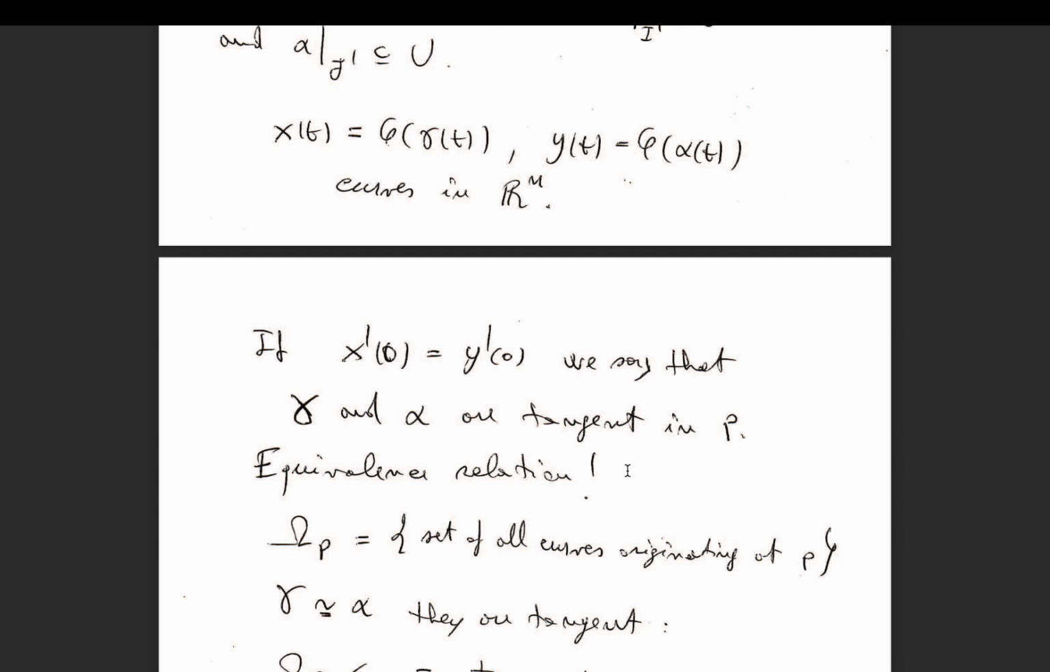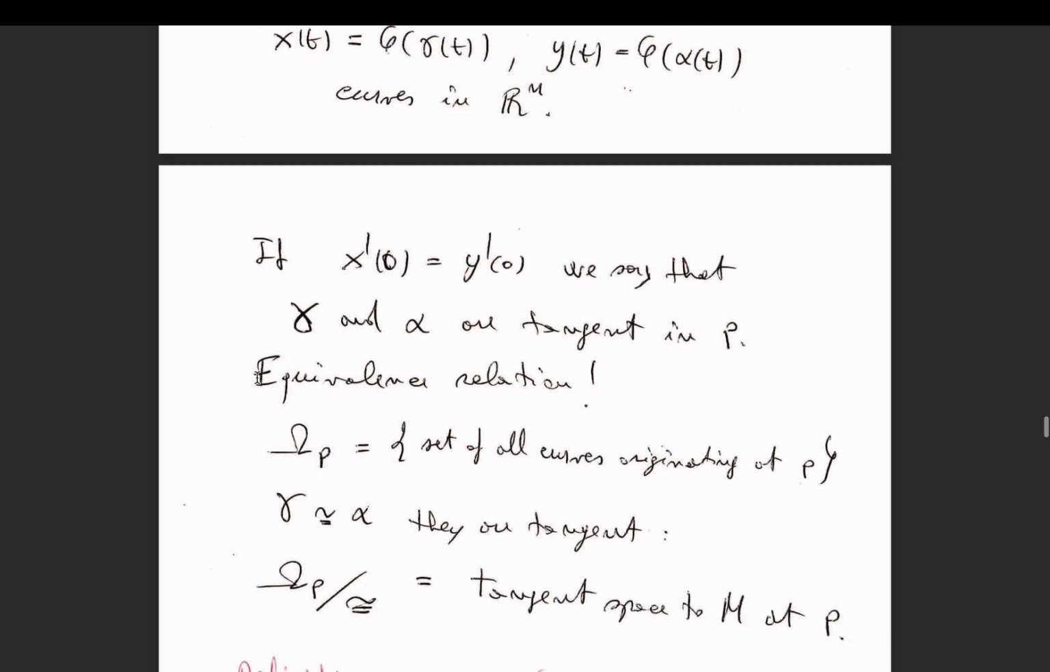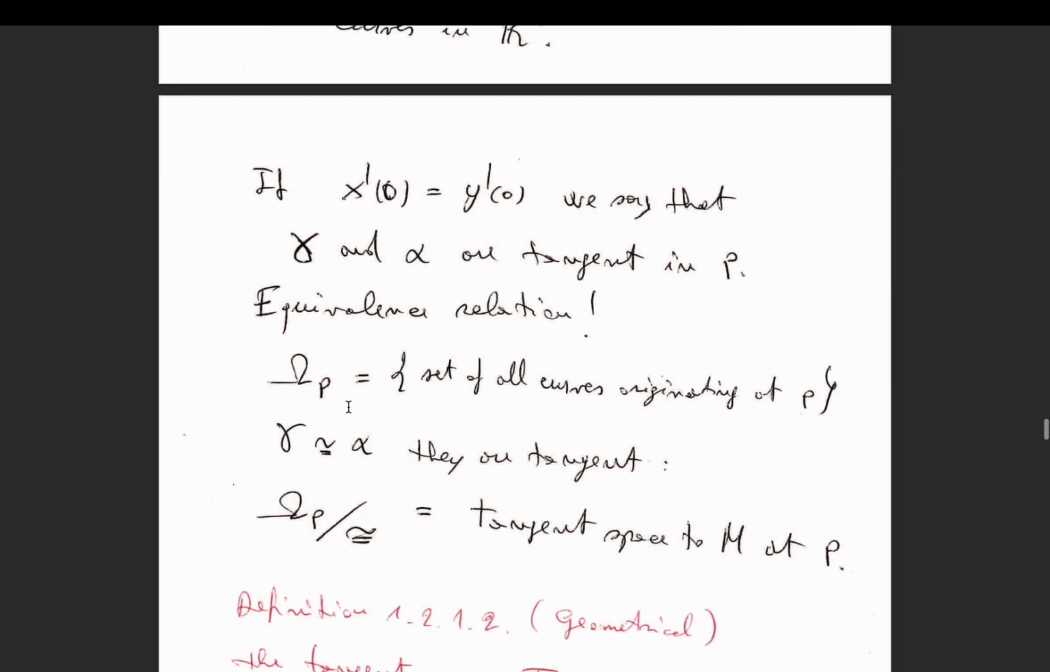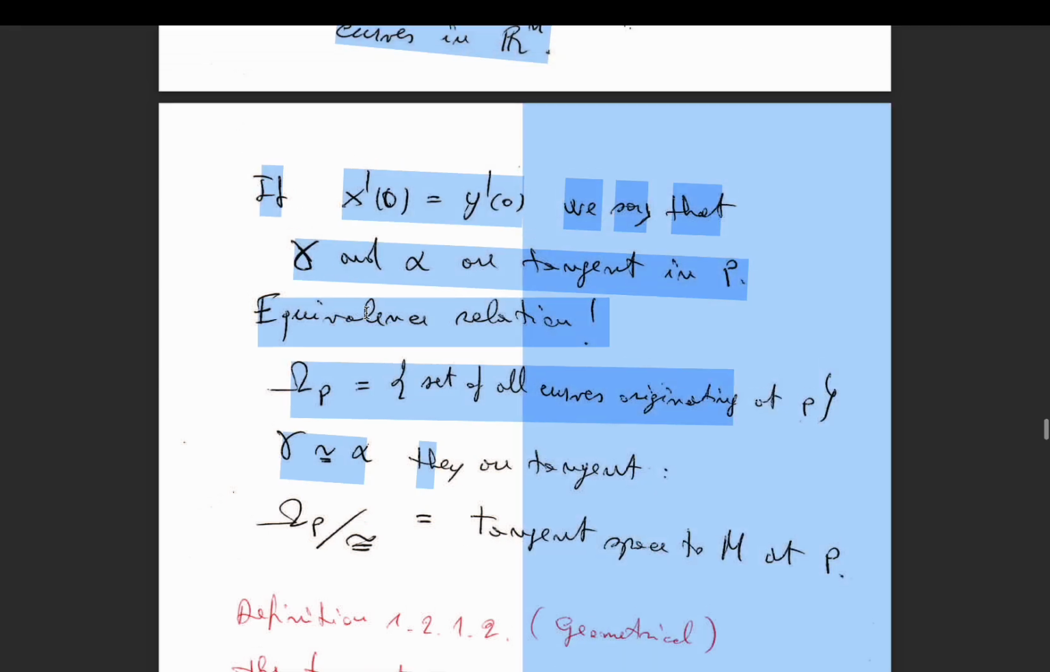Okay, but the tangent property of curves is an equivalence relation. So we can actually construct the set of equivalence classes. For example, if omega P is the set of all curves originating at P, we can construct the equivalence classes of omega P with respect to the relation of being tangent. And the quotient space of omega P with respect to these equivalence classes will be called the tangent space to the manifold at the point P.